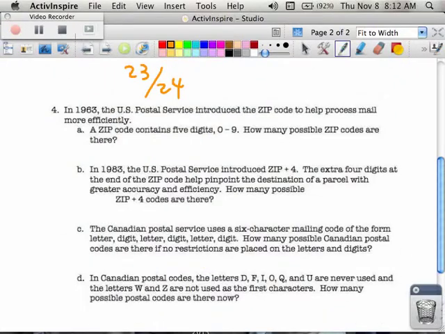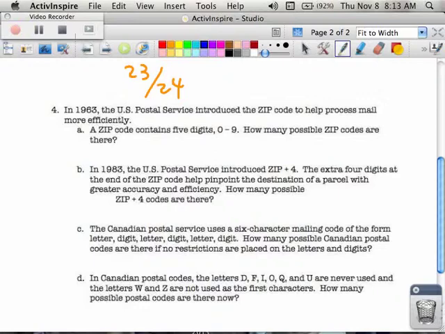In the last example, the Postal Service introduced zip codes. And what you might not know is now there's another 4-digit zip code after your 5-digit zip code. Like, I live in Hopkins, my zip code's 55343, but then there's another 4 digits after that. In 1963, they introduced it to help process the mail efficiently, and usually you have 5 digits. So we're going to ignore the last 4 for right now.